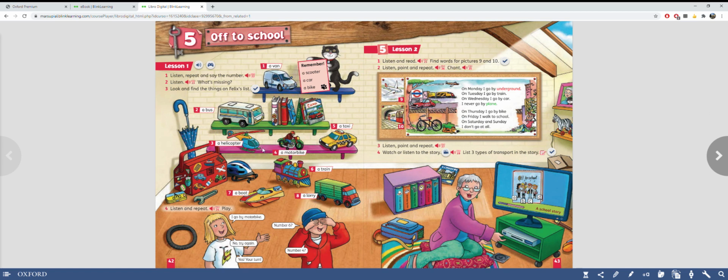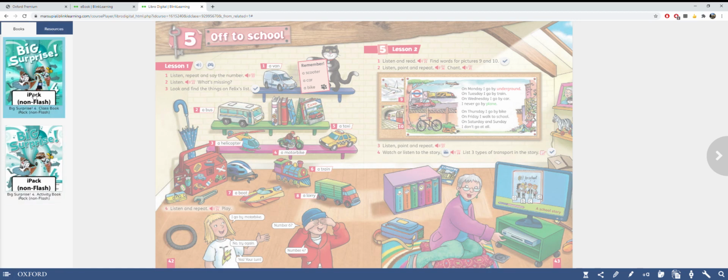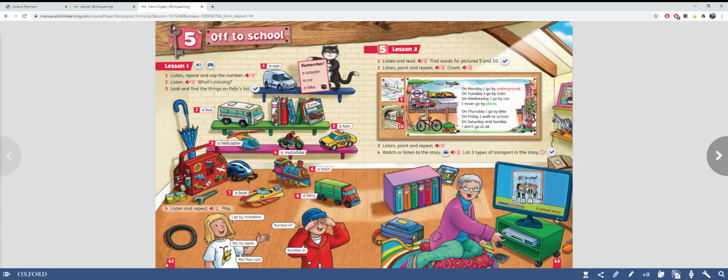Today we are going to start with unit number 5, which is after school. So let's do this. Here we are going to start on page number 42. So open your class book. This is your class book, remember, on page number 42 and 43. Here we have the vocabulary for this unit.